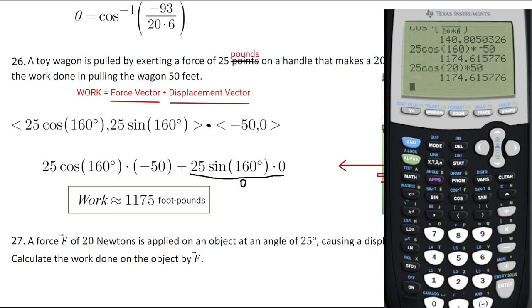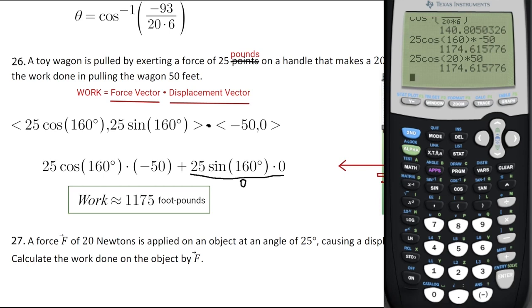Like this particular problem, it doesn't say specifically that it's pulling to the left. I just got that from the picture. But if you're unsure, I just want you to notice here, it doesn't really matter whether you're going to the left or to the right. You just have to make a decision, and based on that decision, if I'm going to the left, I'm going to use the 160 and negative 50. If I'm going to the right, I'm going to use 20 and positive 50. The amount of work should be the same either way. But I just wanted to make a quick point of that.